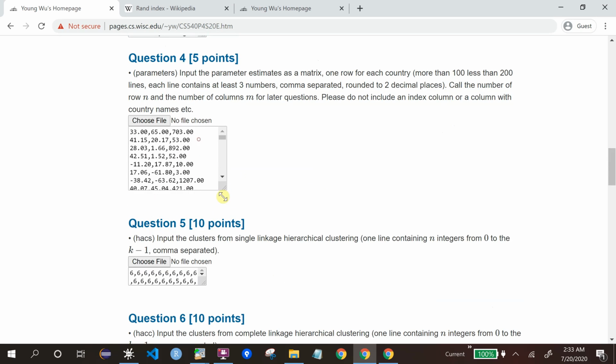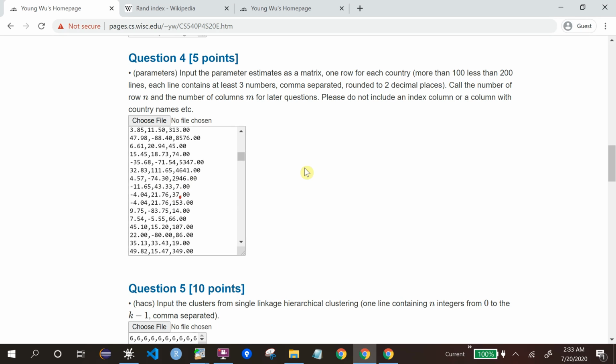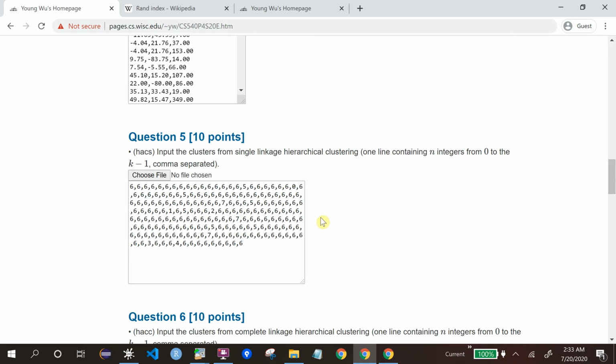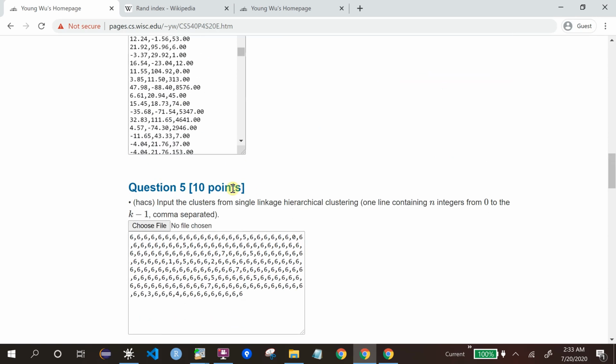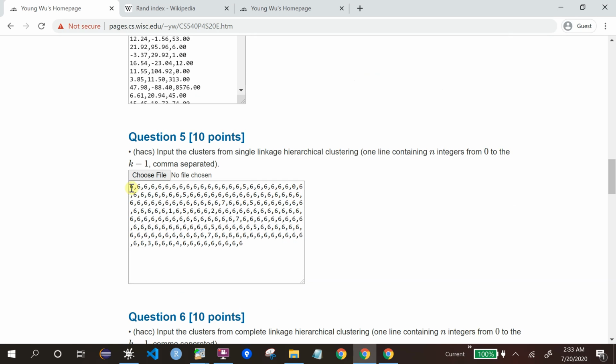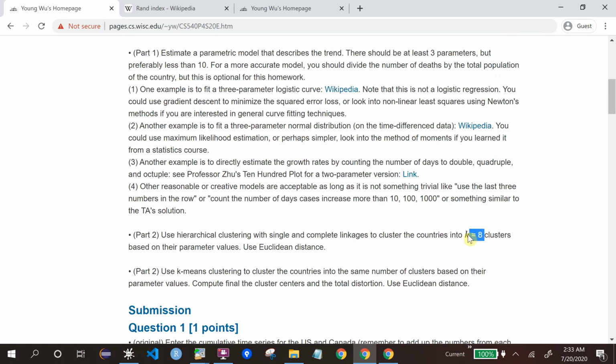So for 4, I'm expecting more than 100 lines, and each line contains at least 3 numbers, so something like this. And the question 5, I'm expecting you to specify the index of the cluster for each data. So the ordering should be consistent with the order of the instances you entered in question 4. And these numbers should be between 0 and 7. So why I have 7 is because there should be 8 clusters.